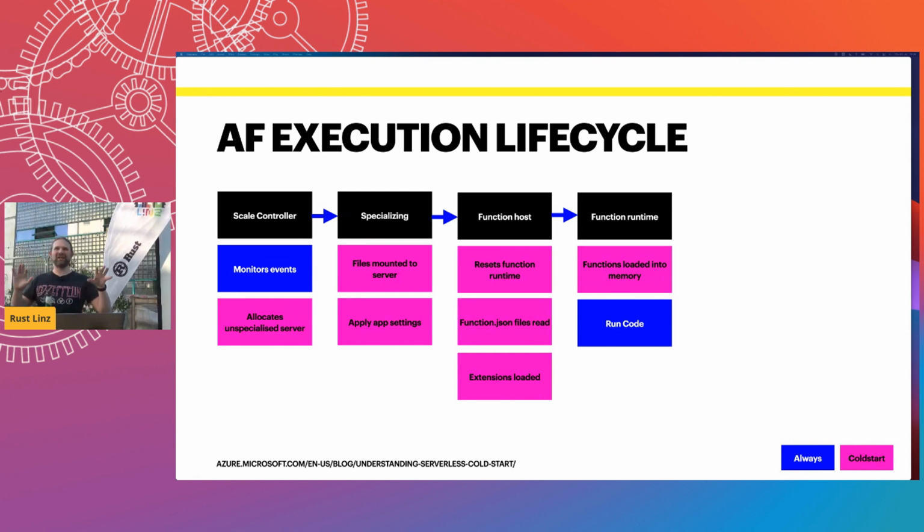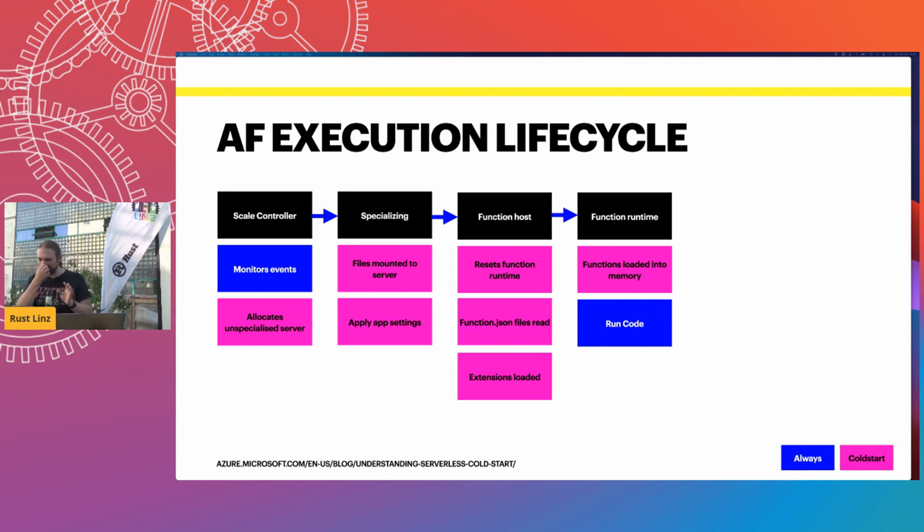So you can think of Azure having tons of Azure Function servers in their cloud, but they're all unspecialized, which means there runs the function host, but the function host doesn't know what to do. The function host doesn't know which functions to run. It just is a dedicated function server. Once it's getting specialized, the files are mounted to the server. Virtual file system, so the Azure storage stuff from your Azure storage is mounted into this particular server. The app settings are applied, which means telling which version to use of Azure Functions, what the runtime is, and all the kind of things.